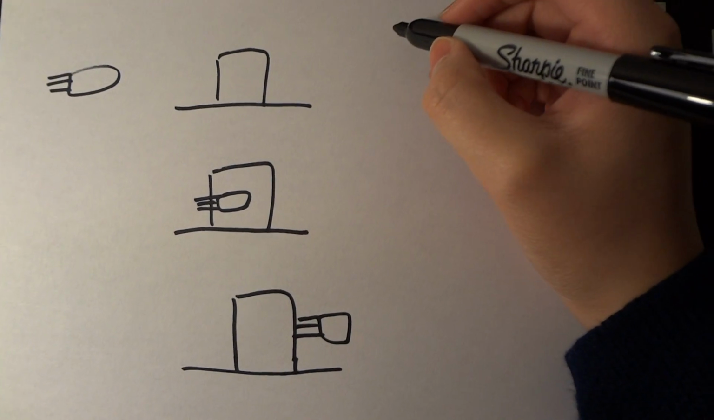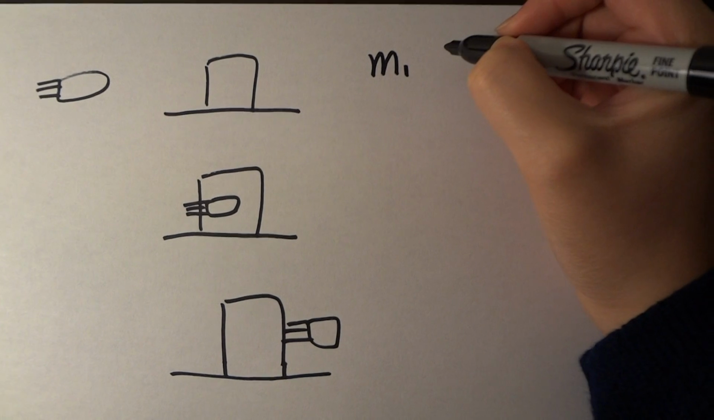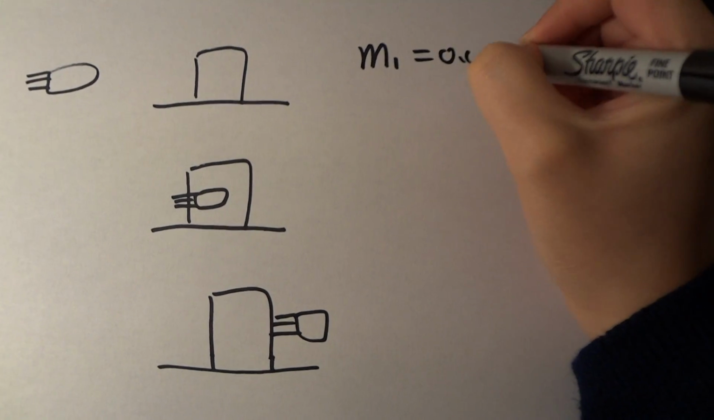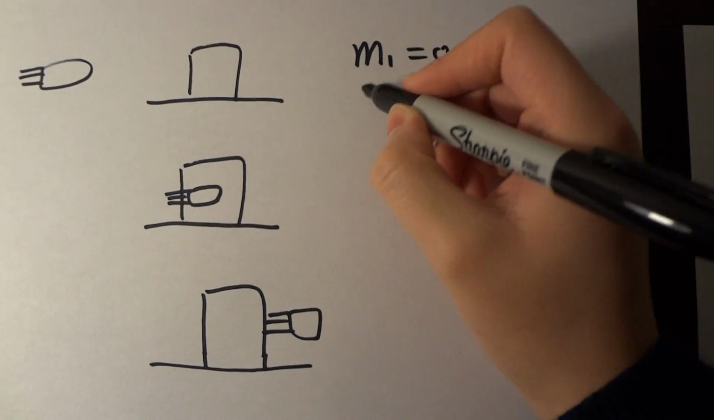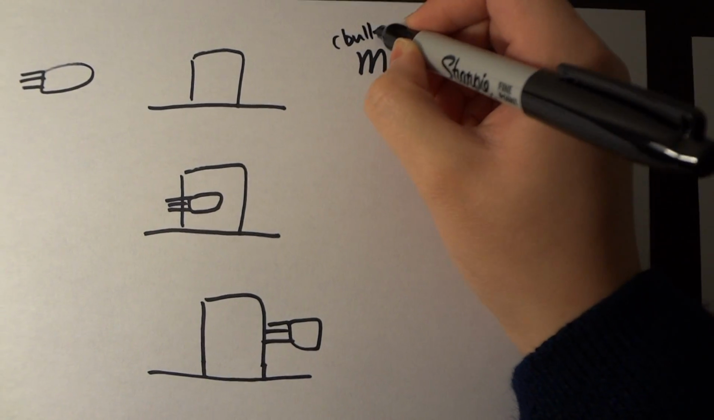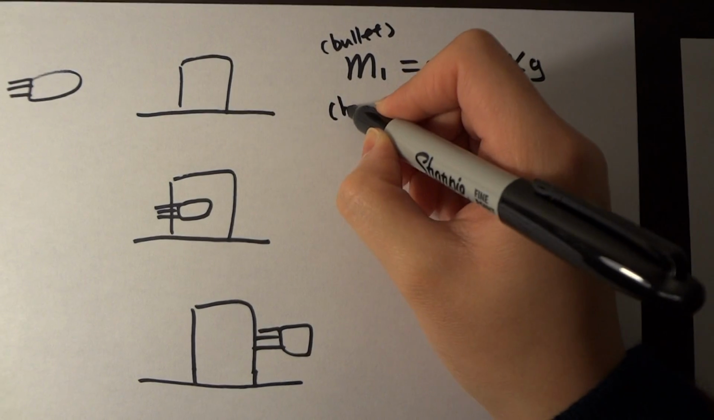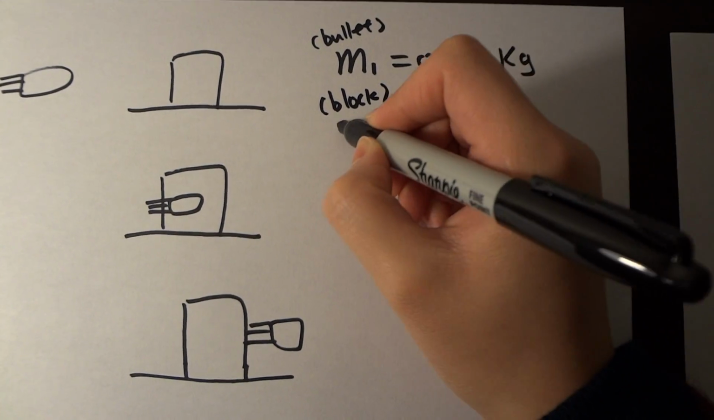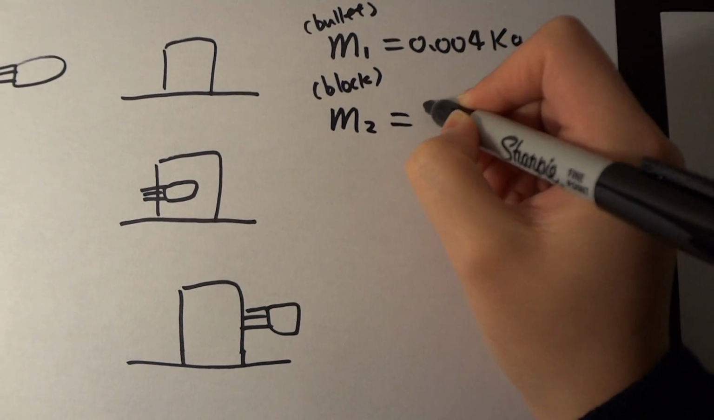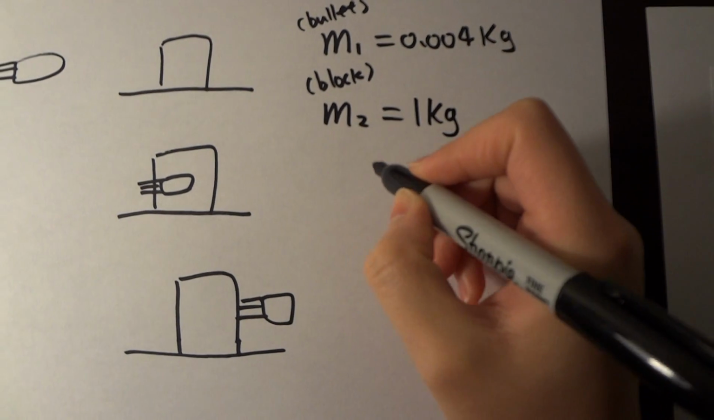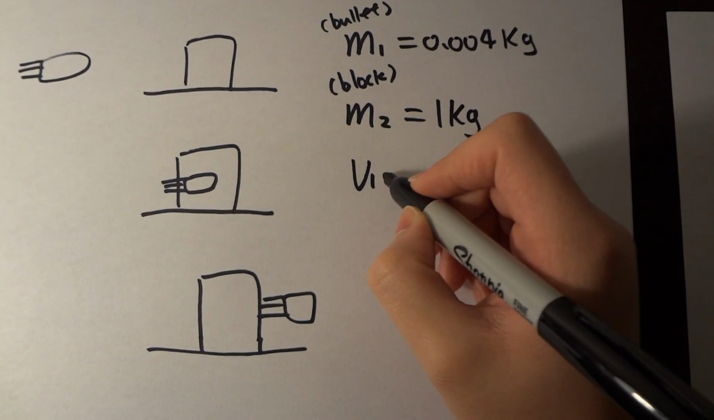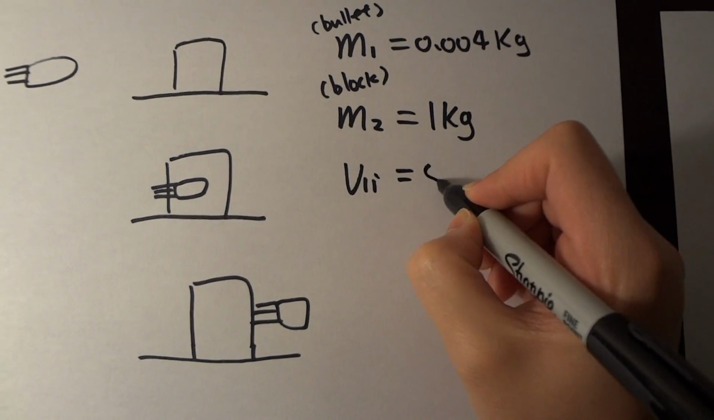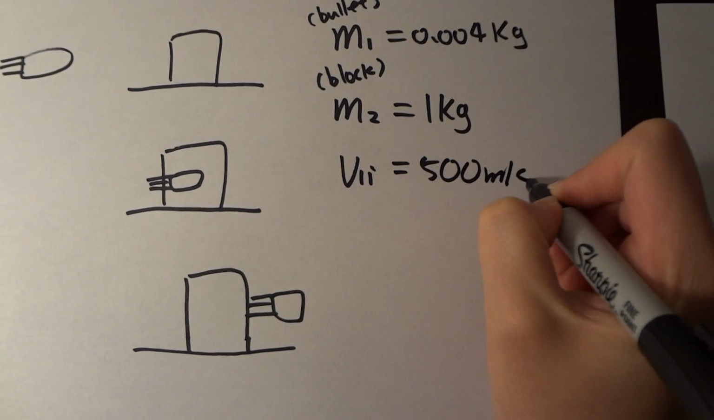What we know so far is the mass of the bullet. Let's call it M1. It's 0.004 kilogram. The mass of the block, let's call it M2, is 1 kilogram. And we know the initial velocity of the bullet. Let's call it V1 initial. It's 500 meters per second.